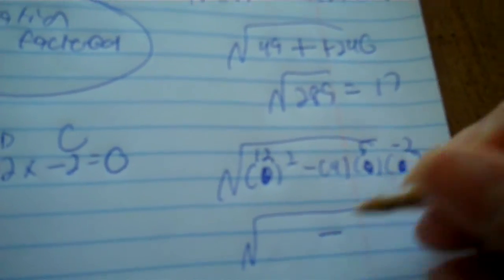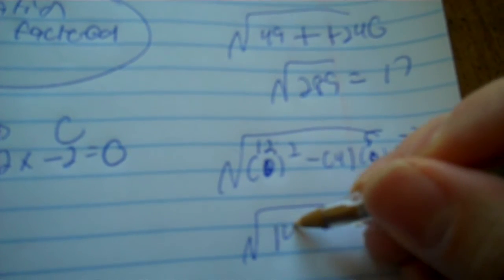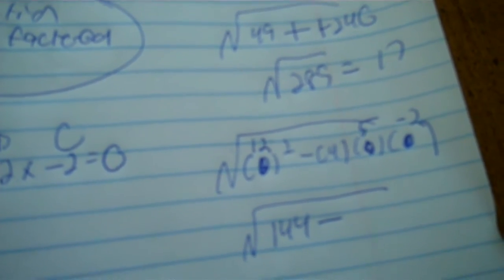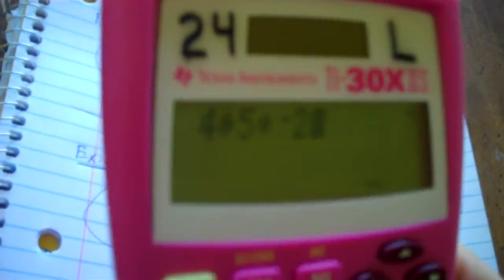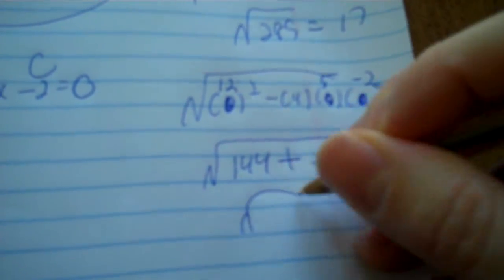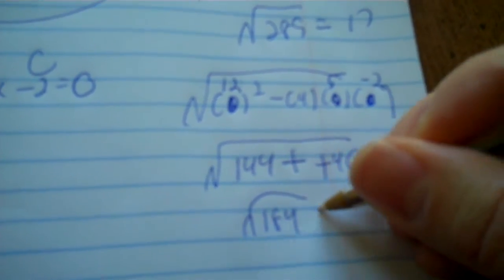Okay, 12 times itself is 144. It's not 24. You don't take 12 times 2. You take 12 times 12. Then 4 times 5 times negative 2 is negative 40. And that's 184. So I find the square root of 184.